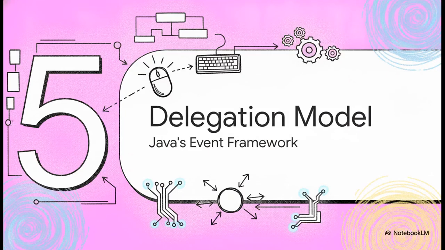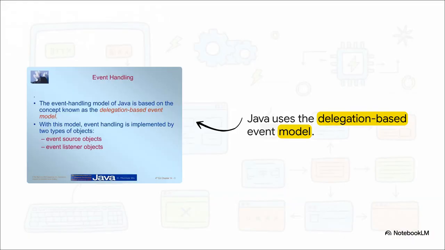Which brings us to our final stop, Section 5, the delegation-based event model. This is Java's core interaction framework. This model is the absolute heartbeat of Java interactivity. It operates as this inseparable triad, the event source, the event listener, and the event itself. Now, high-level interactions, like clicking that button we talked about or hitting enter in a text field, trigger what are known as action events. To process these, programmers use the ActionListener interface. And this interface is super specific. It features just a single abstract method called actionPerformed.